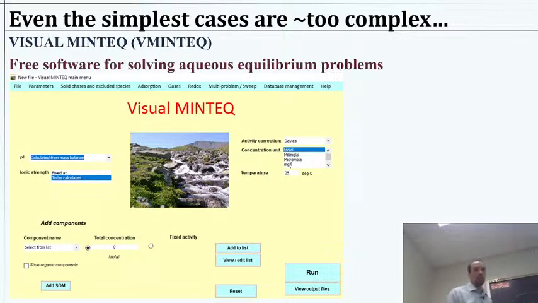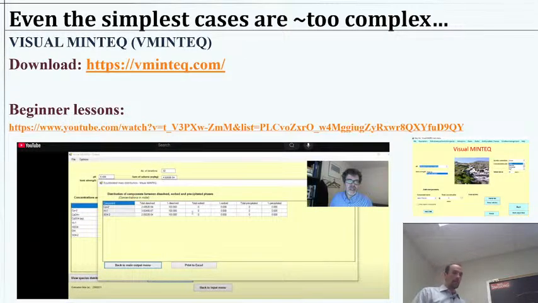I think more than that too. You can see there's also some gases. We'll talk about redox soon. Lots of different possibilities here, all relevant to the world of geochemistry and aquatic chemistry, especially with equilibrium stuff. So check that out if you like. There are lessons online, a beginner lesson linked here, and a link to download it. This is VMinTech. I think it's Visual MinTech, and I'm forgetting what the MinTech stands for, but there you have it.